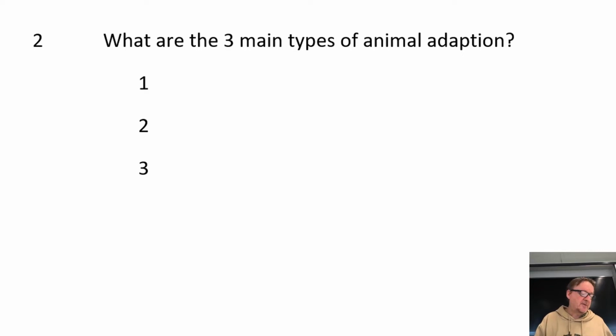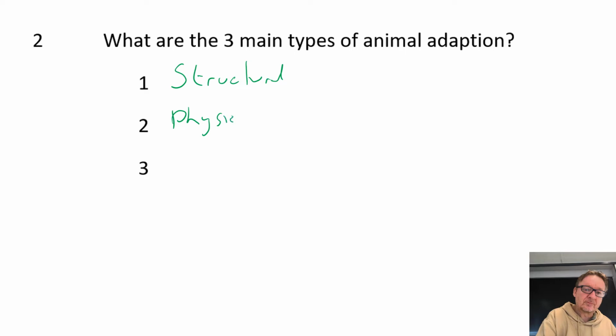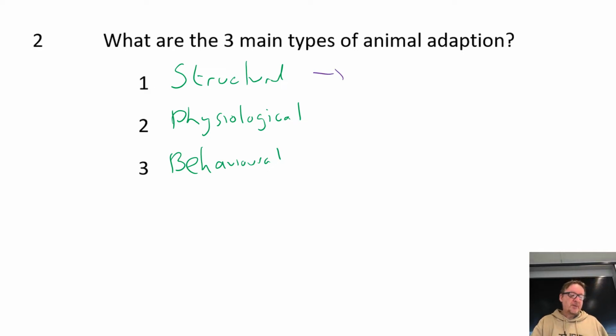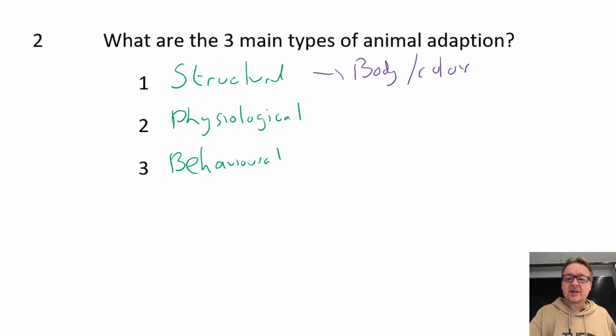What are the three main types of animal adaptation? Right, so we've got structural, we've got physiological, and we've got behavioural. So what I mean by those is structural could be where a body part or the colour changes. For example, a polar bear is white.